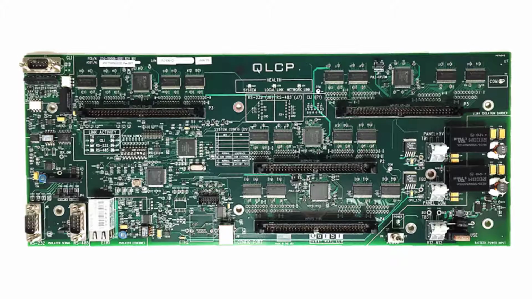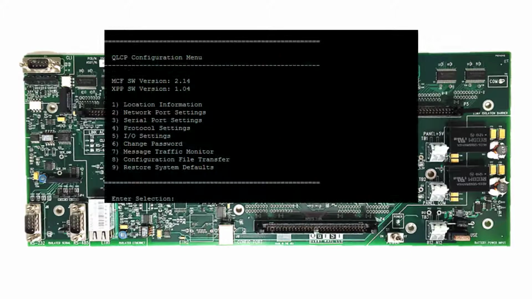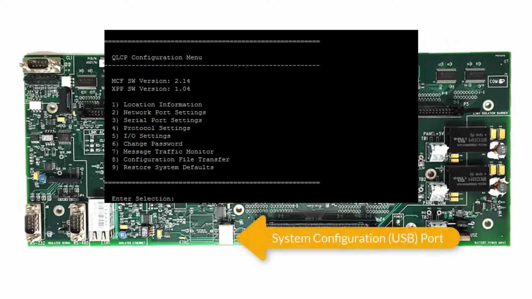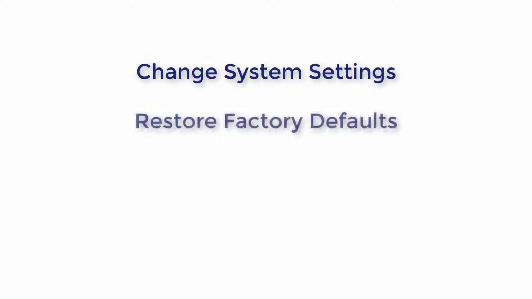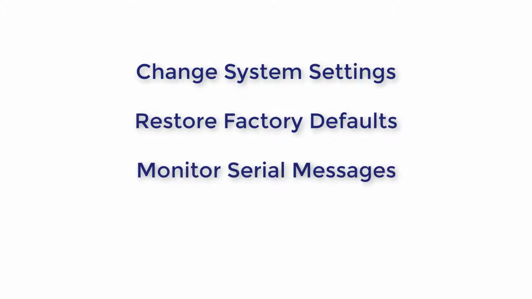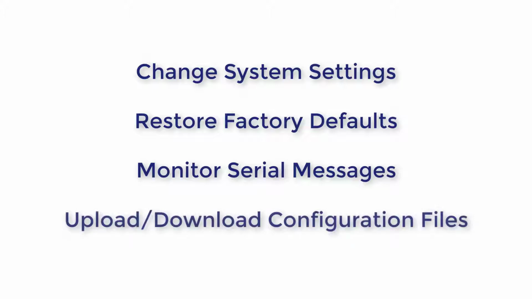This QLCP tutorial is about how to access the configuration menu using the System Configuration USB port. Using the configuration menu, you can change system settings and restore these settings back to their factory defaults. You can monitor serial message traffic between the QLCP and the interlocking controller. And you can upload and download QLCP configuration files. All of these features are covered in separate tutorials.